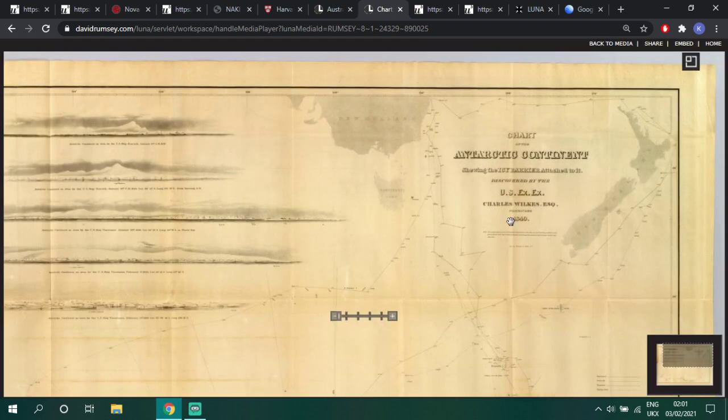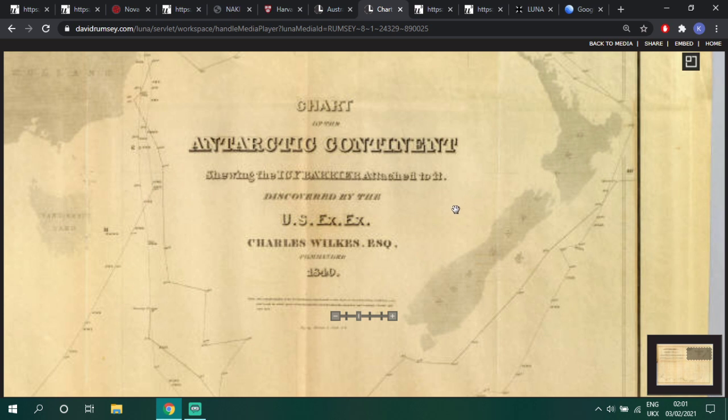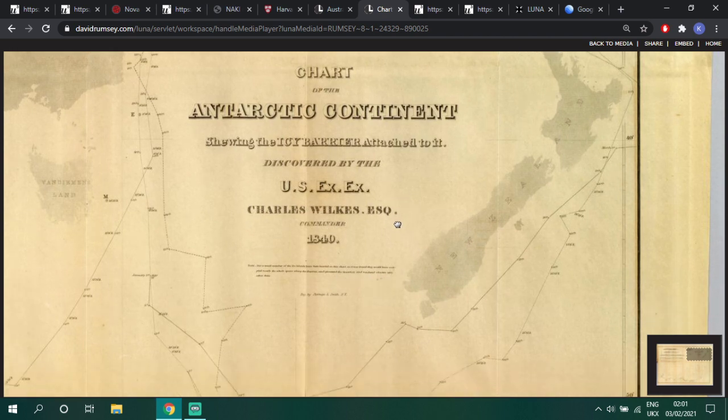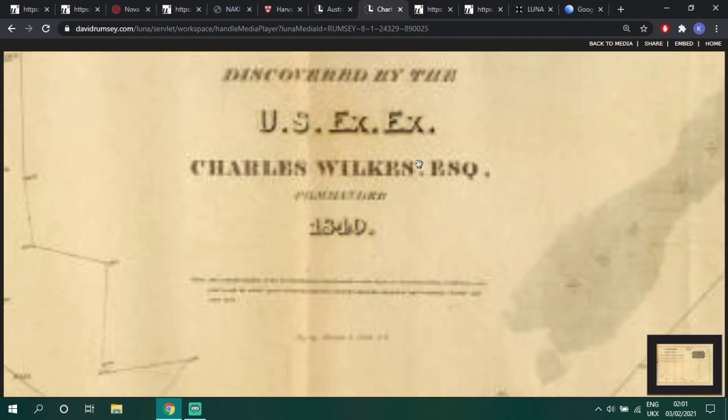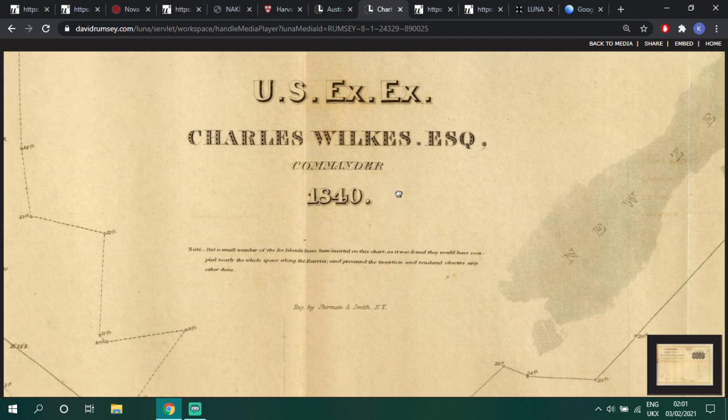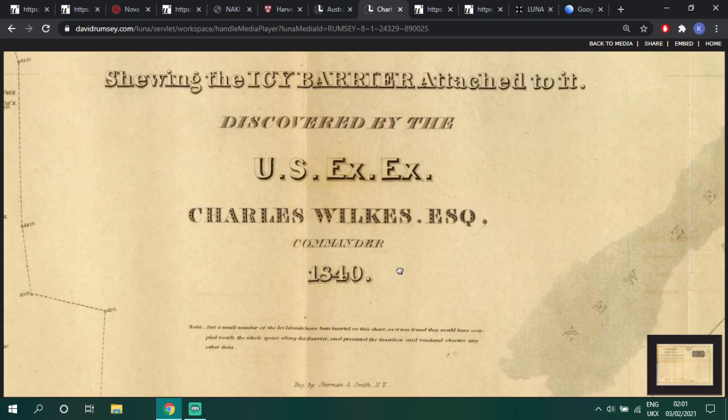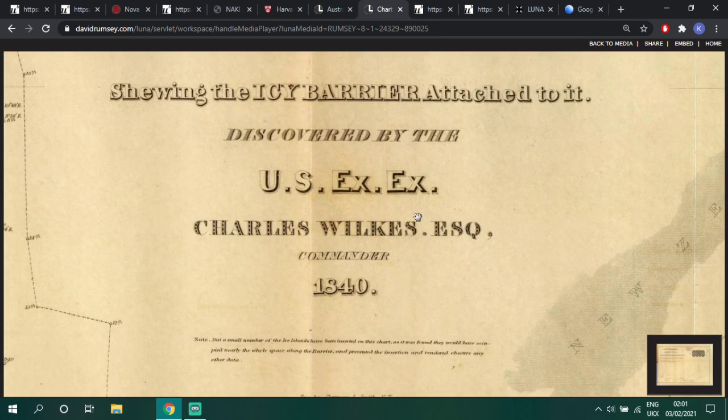We're missing a lot of time. So I said at the start, it's to do with Antarctica as well. And I found this, and there's quite a few things to look at back through time if you've got the patience to do with Antarctica. And this is one from 1840 from the US, Charles Wilkes, Esquire, Commander.